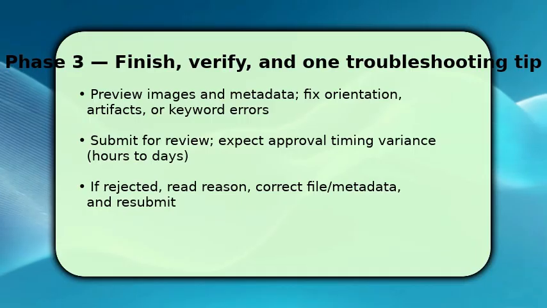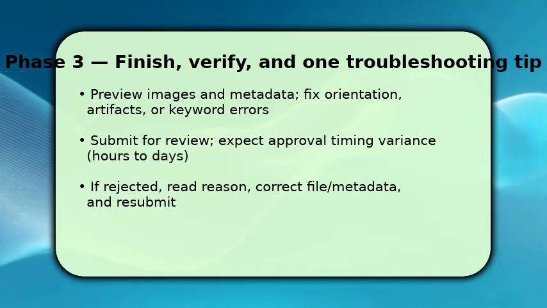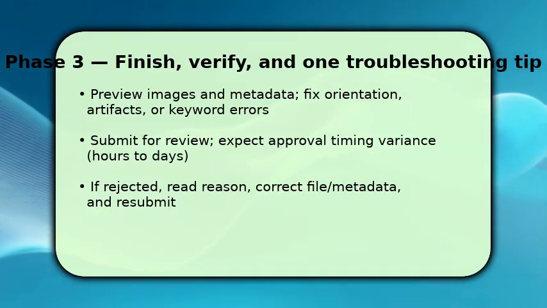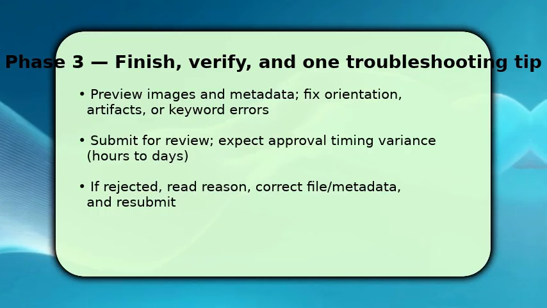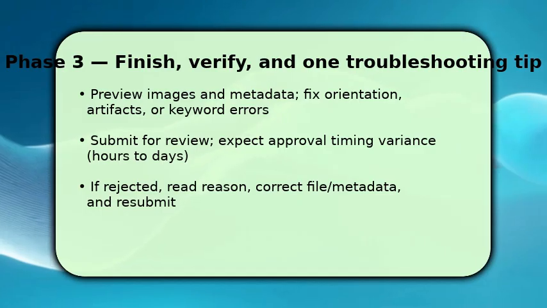Finish by reviewing and submitting. Preview each image and its metadata, correct orientation, remove noise, and refine keywords before you hit submit. Once submitted, Shutterstock reviews images. Approval can take hours or days depending on volume.